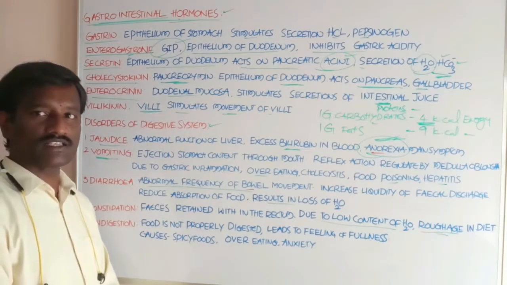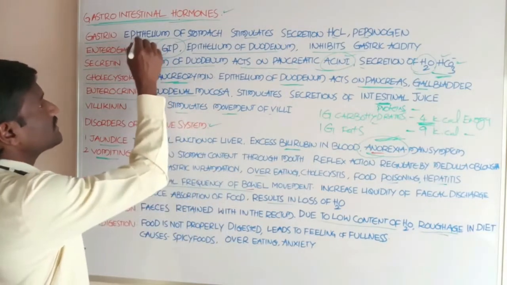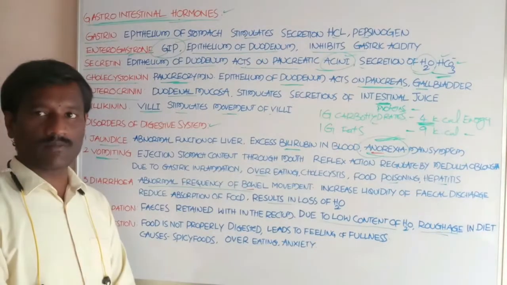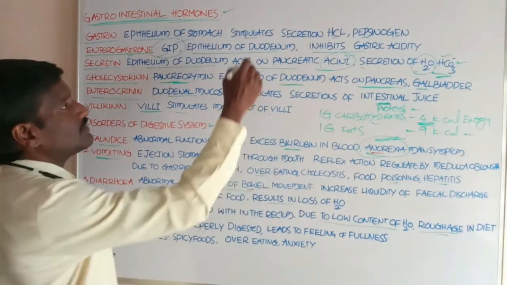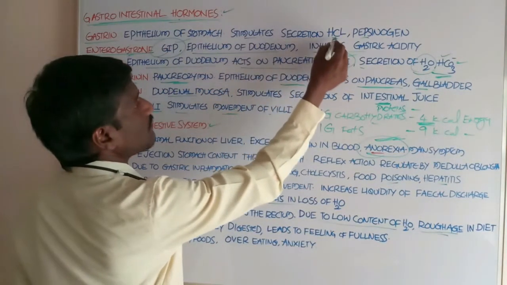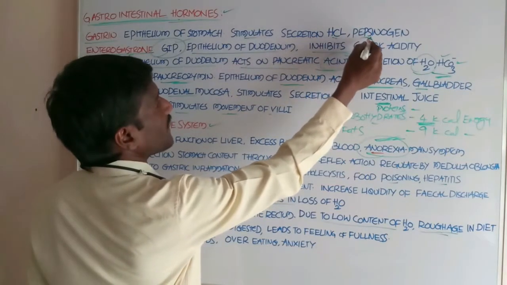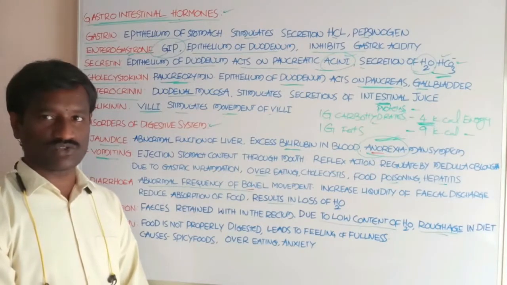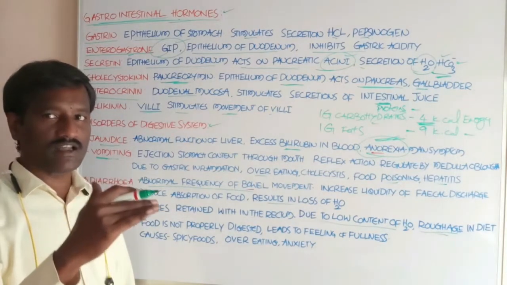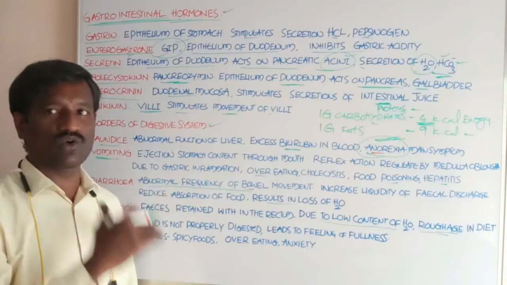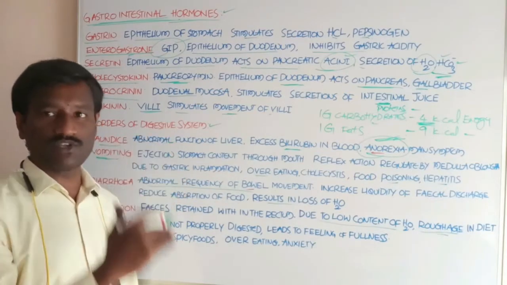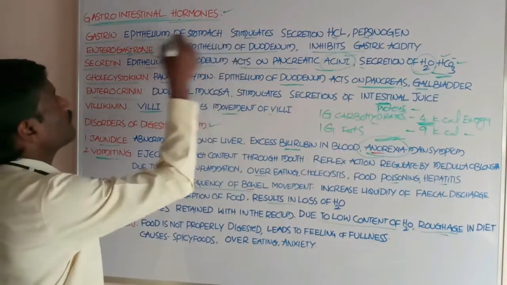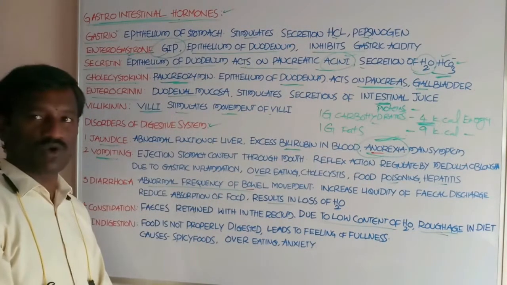What about gastrin? Gastrin is secreted from the epithelium of the stomach. It stimulates secretion of hydrochloric acid and pepsinogen in the gastric juice. The level of hydrochloric acid and pepsinogen in the gastric juice is stimulated by the gastrin hormone.